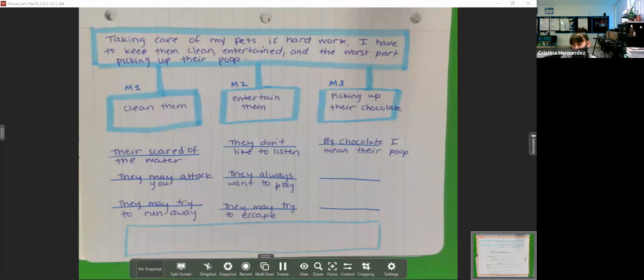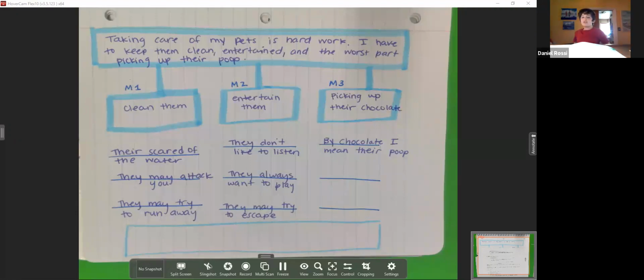What else is hard work about that part? What makes it hard work? Some of y'all explained it earlier. What's hard work about picking up their poop? I know some of y'all don't like doing that. It might be mushy poop. It might be nasty.